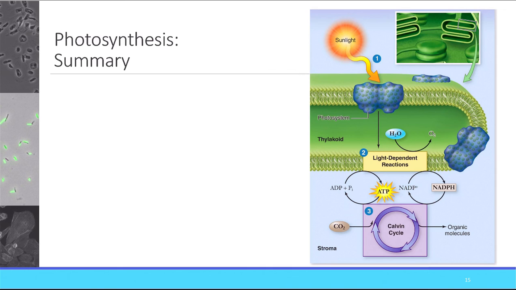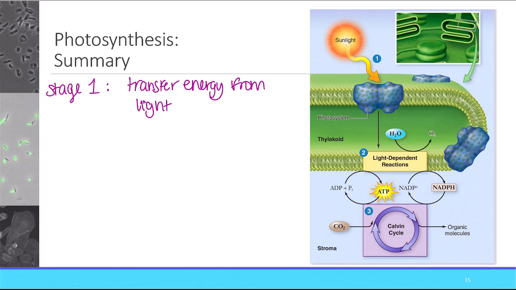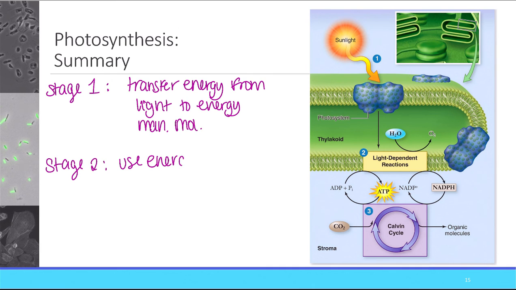I really like this image because it puts all of the pieces together. It shows us the thylakoid membrane, the stroma out here, and the lumen on the inside. For stage 1, the light-dependent reactions, we transfer energy from light to our energy management molecules. In stage 2, we use the energy from stage 1 and CO2 to make G3P.